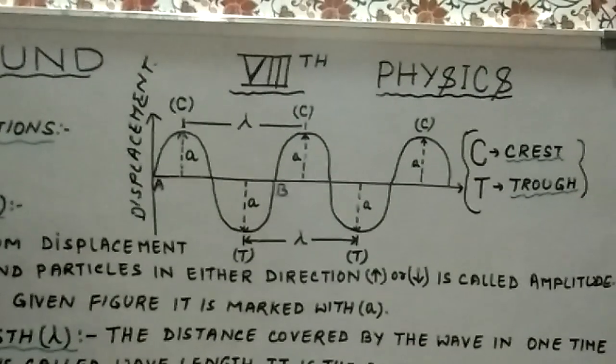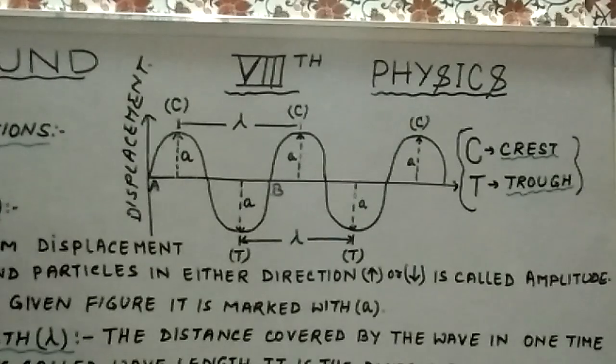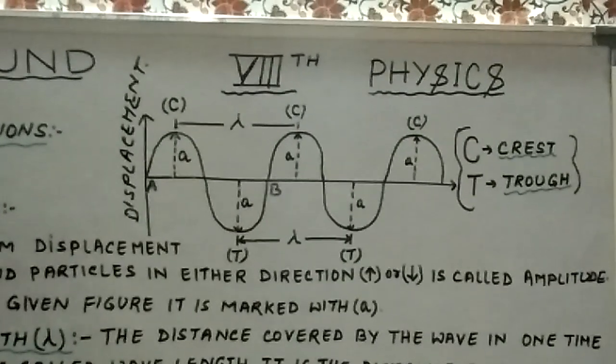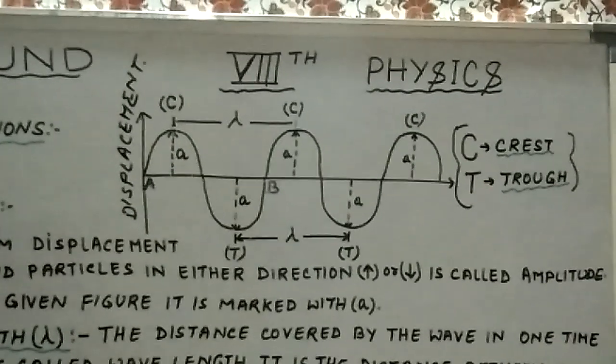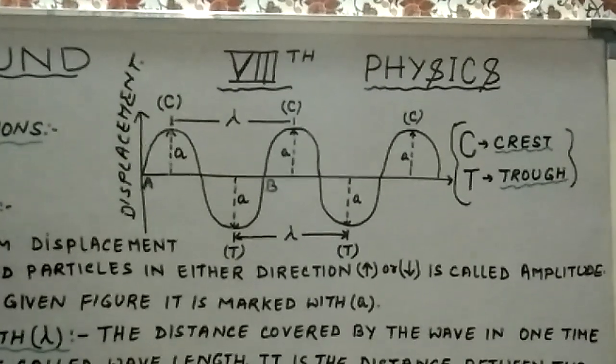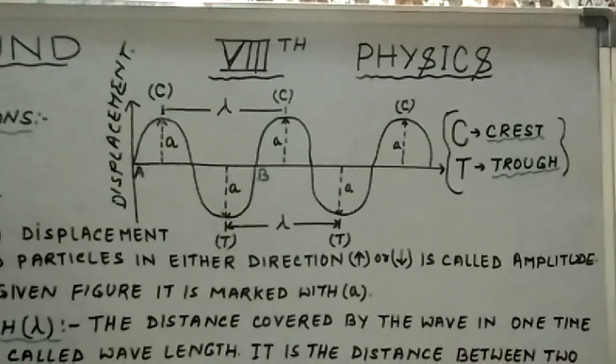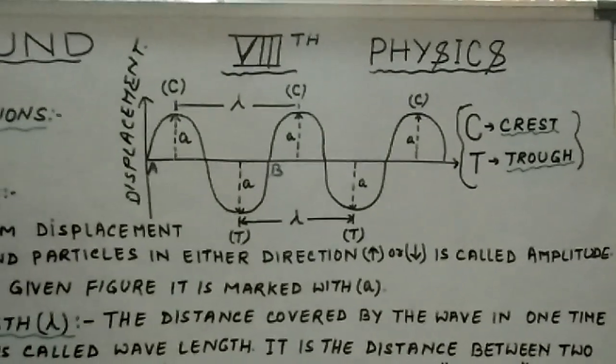This is the clear figure of the sound wave, how it is moving. C is crest, A is amplitude, lambda, inverted Y, is wavelength. You can see, you draw the figure.